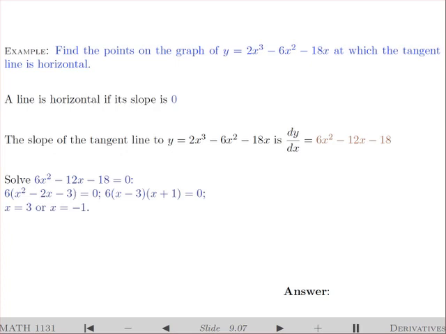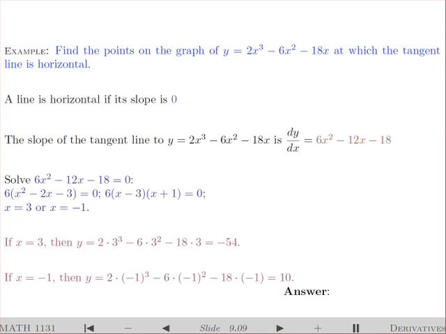Now to answer the question in the way it was asked, I have to find the points on the graph. So I have to find the y coordinates of these points. If x is 3, y will be whatever I get by plugging in 3 for x, namely 2 times 3 cubed minus 6 times 3 squared minus 18 times 3, which is negative 54. And if x is negative 1, then I get 2 times negative 1 cubed minus 6 times negative 1 squared minus 18 times negative 1, that's 10. So the points are 3, negative 54 and negative 1, 10.